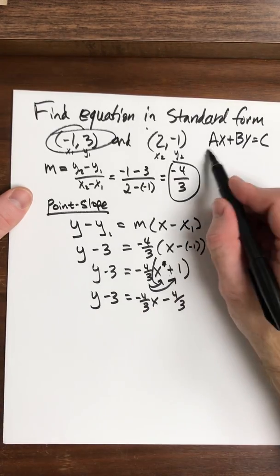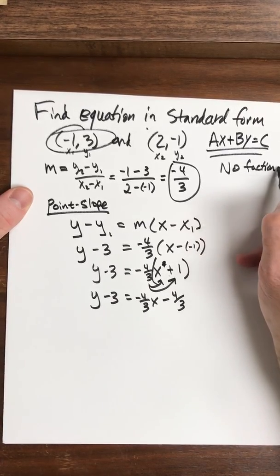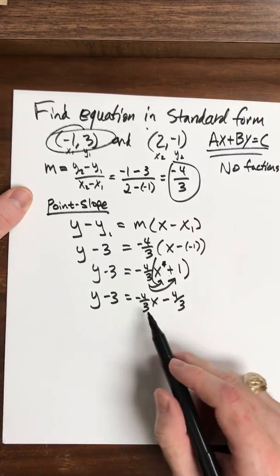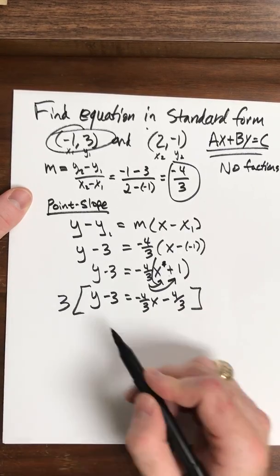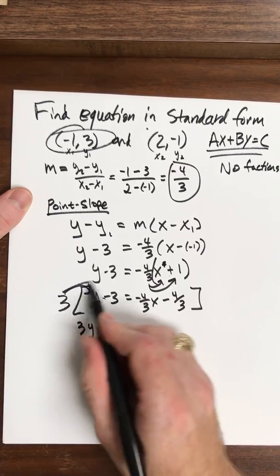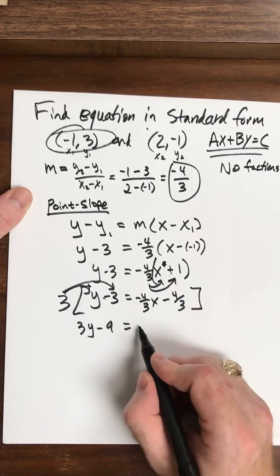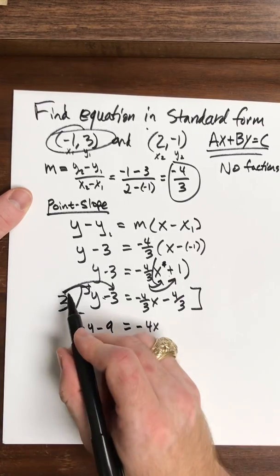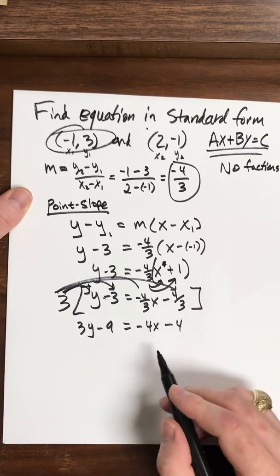So with this form here, we don't want fractions. How do we get rid of fractions? Well, it looks like 3 is the only thing annoying me, so I'm going to multiply everything by 3. So if I do that, this becomes 3y, this becomes -9. Now the 3's cancel here and I get -4x. And then the 3's cancel here and I get -4.